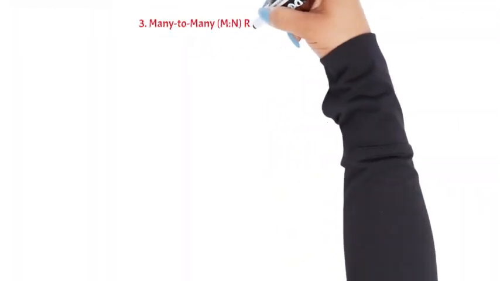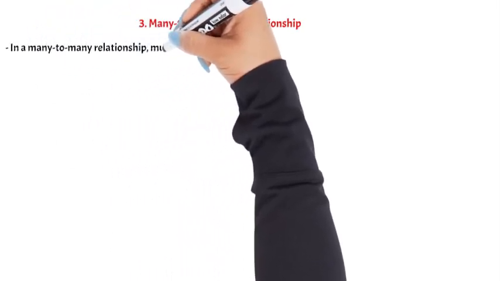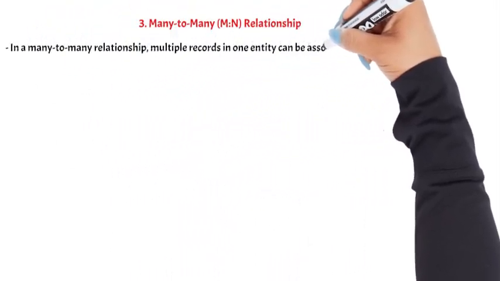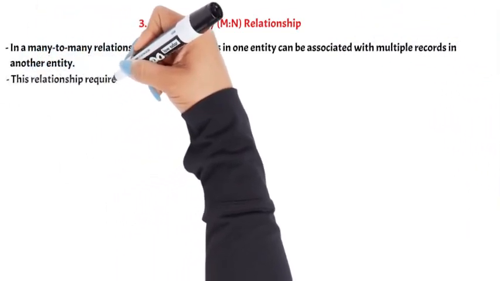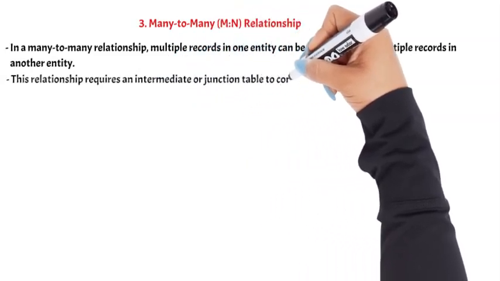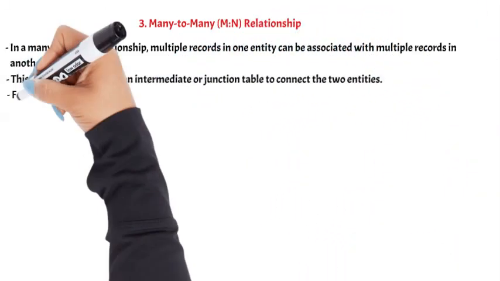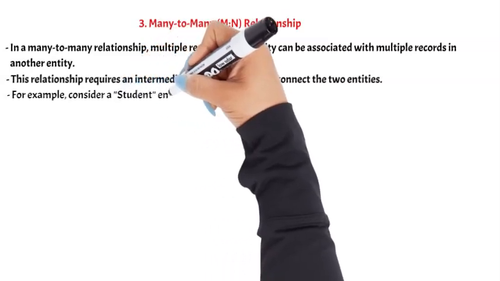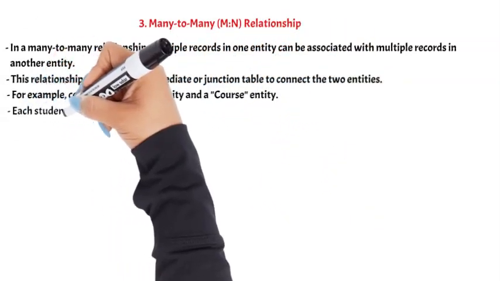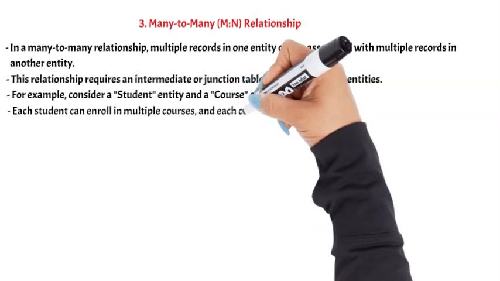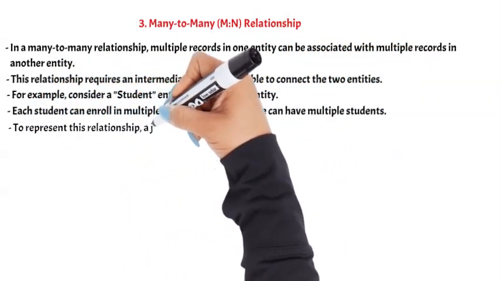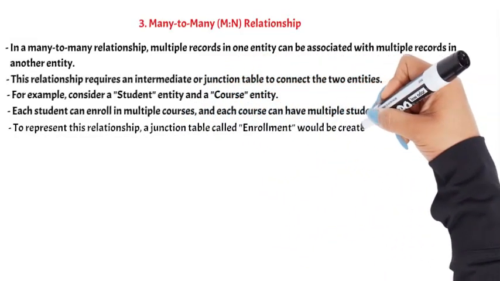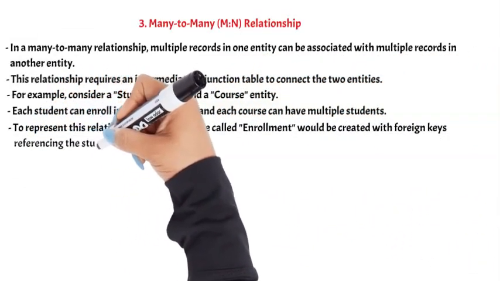3. Many-to-many relationship. In a many-to-many relationship, multiple records in one entity can be associated with multiple records in another entity. This relationship requires an intermediate or junction table to connect the two entities. For example, consider a student entity and a course entity. Each student can enroll in multiple courses, and each course can have multiple students. To represent this relationship, a junction table called enrollment would be created with foreign keys referencing the student and course entities.